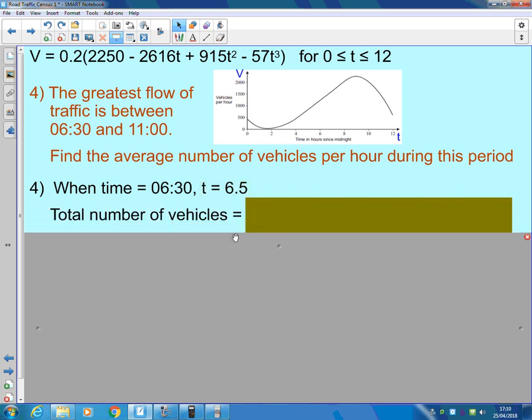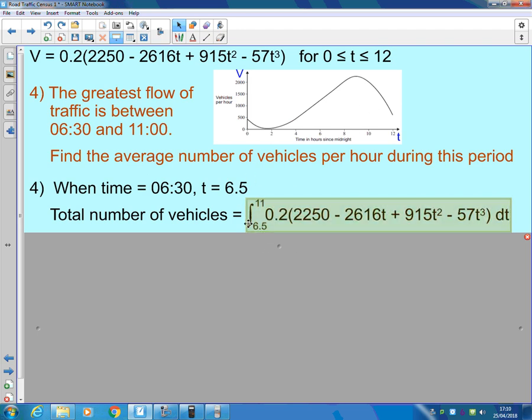Next bit we're looking at. We find the total number of vehicles between those times, and then once we find the total number, we can find the average. To total it, you're finding the area underneath to find the total number. We do that by integration. So we integrate the value of v. Here's the formula there. It's the same formula with respect to t, so it's dt, but we're doing it not from 0 to 12, we're doing it from 6.5 up to 11.